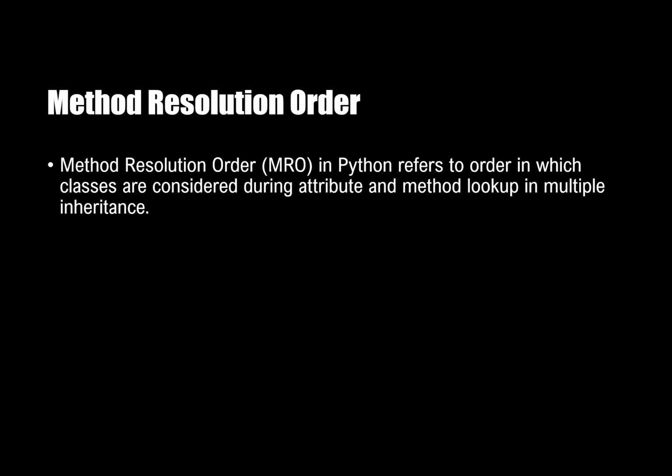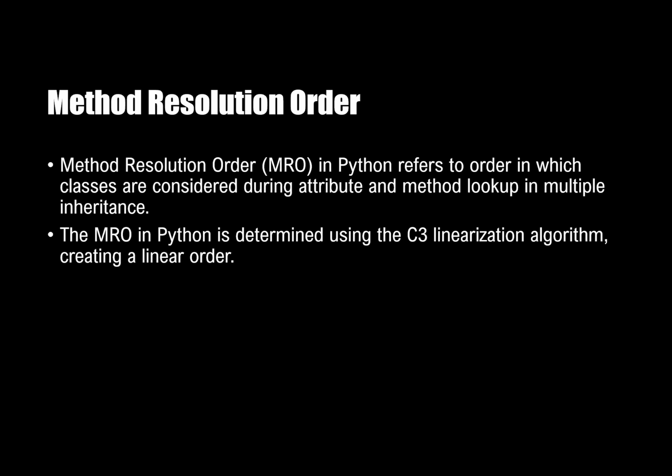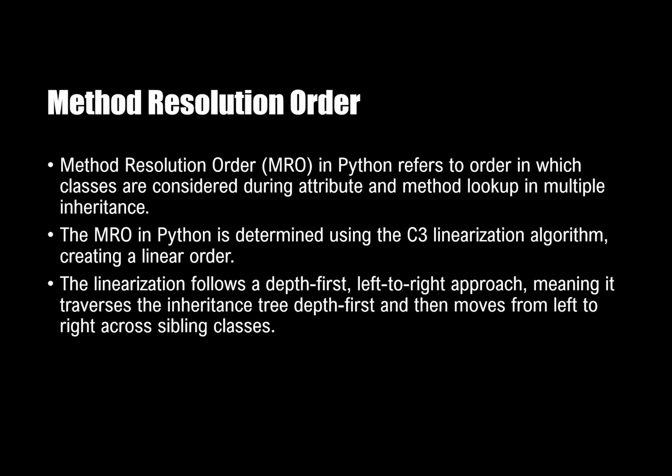So the method resolution order in Python refers to the order in which classes are considered during attribute and method lookup when you have multiple inheritance. The method resolution order in Python is determined using something called the C3 linearization algorithm. It creates a linear order of classes through which Python searches for methods and attributes. The algorithm follows the following strategy. It looks depth first, meaning it looks up the tree of ancestry in a class, and then it looks left to right when you have multiple inheritance.